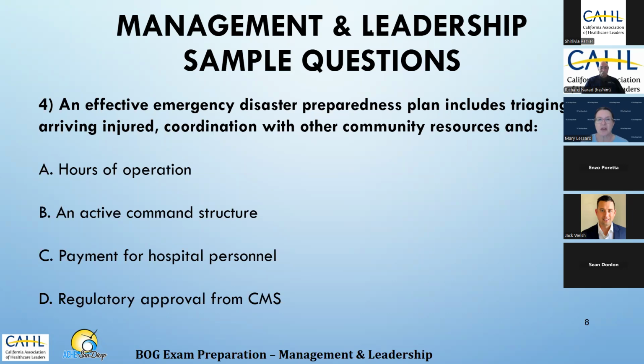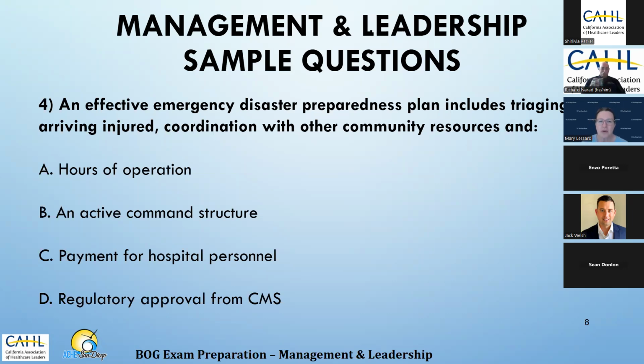So when you're talking about an effective disaster preparedness plan, I know we put hours of operation. Usually, if you're dealing with a disaster, you're operating 24/7 until that disaster is addressed. So I'm going to eliminate hours of operation because I've never experienced a disaster plan only working between 8 to 5. B, an active command structure. Definitely thinking that is very well a possibility, but let's rule out C and D before I select it.